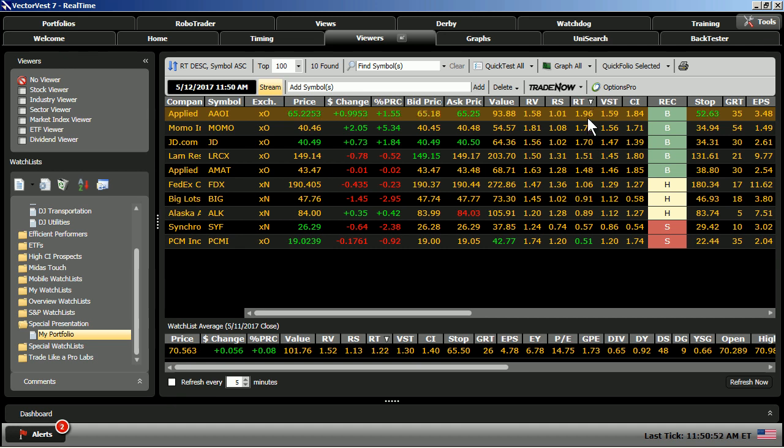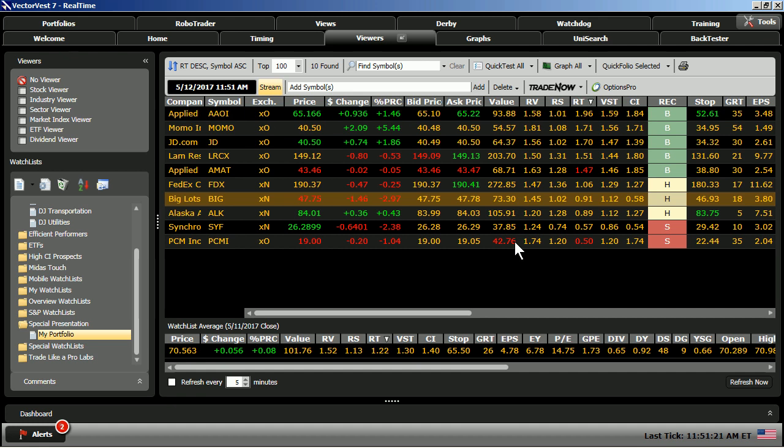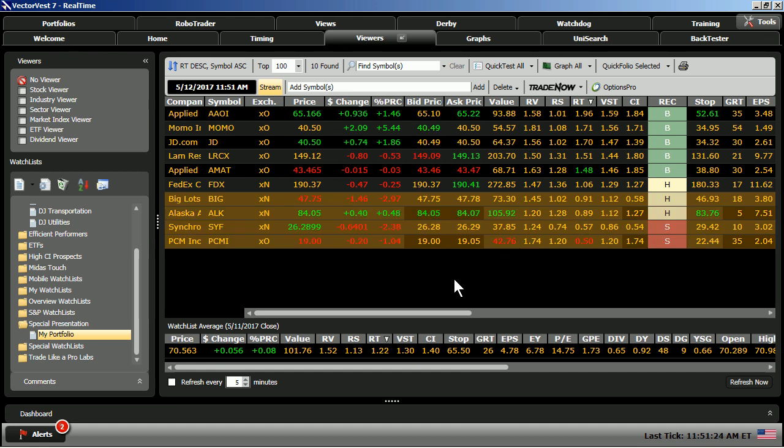The stocks at the top of the list, you don't have to worry so much about, right? Applied Materials, Momo, JD.com, they have very high relative timing ratings. The ones at the bottom of the list, that's where your work is needed. And specifically the stocks that have RTs below 1. Okay, so we have 6 stocks that have an RT above 1. We have 4 stocks with an RT below 1. And I'm just going to focus on the stocks at the bottom of this list with an RT below 1.